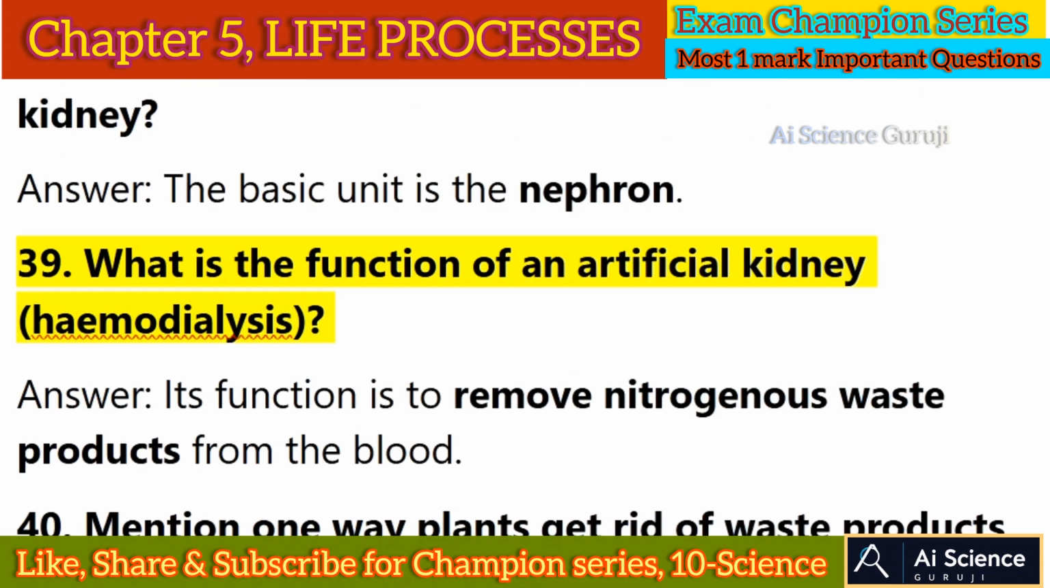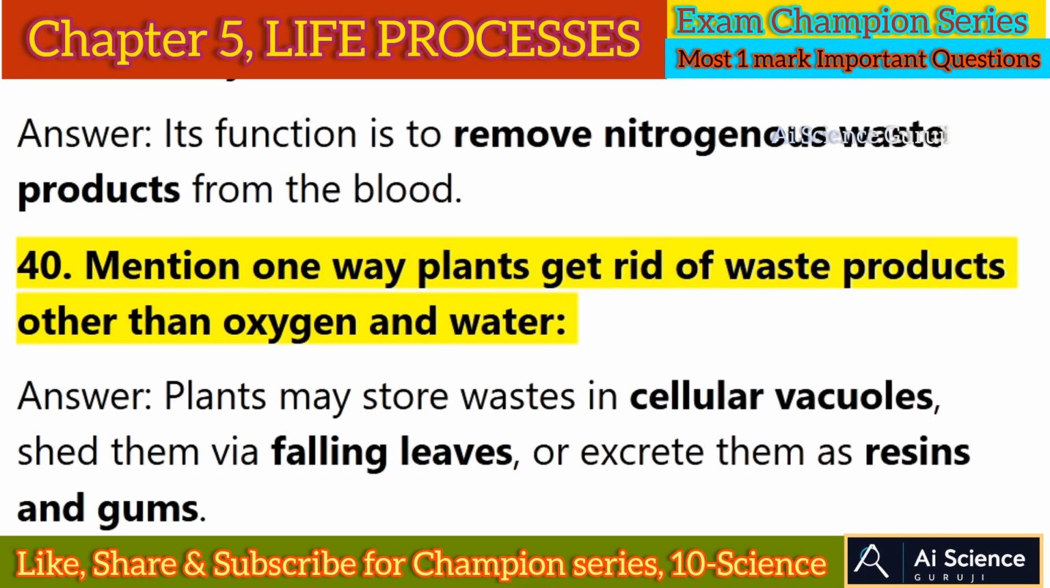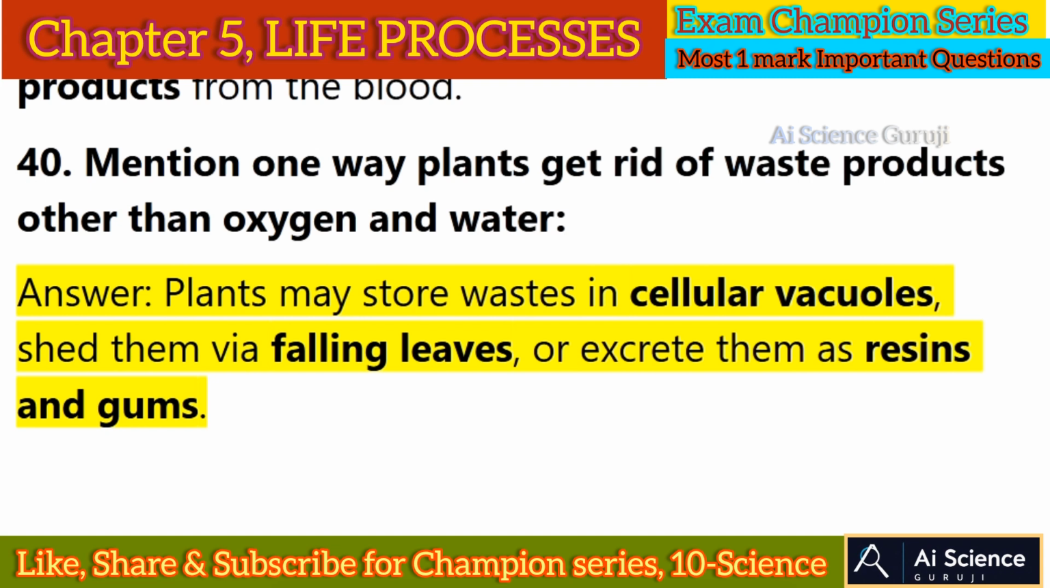39. What is the function of an artificial kidney, hemodialysis? Answer. Its function is to remove nitrogenous waste products from the blood. 40. Mention one way plants get rid of waste products other than oxygen and water. Answer. Plants may store wastes in cellular vacuoles, shed them via falling leaves, or excrete them as resins and gums.